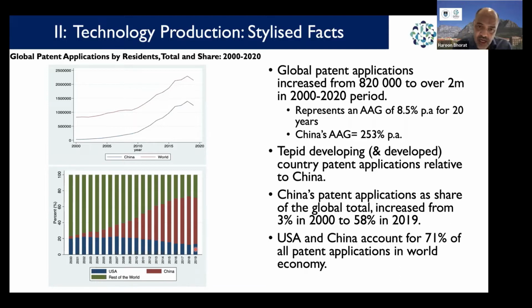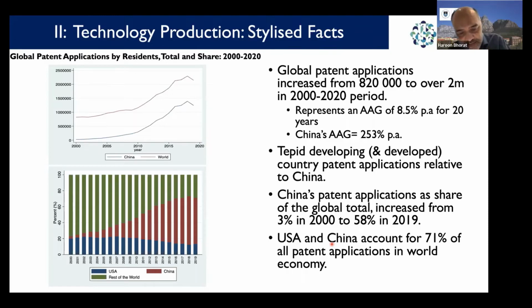In addition, now you begin to understand patent application inequality, or technology production inequality. If you're thinking about who's producing, who's at the frontier of technology, well, China, and then look at the last bullet point, and the US. Together, they account for 71% of all patent applications in the world economy. If we think there is a closing digital divide, if you focus purely on patent applications, you've got huge, huge challenges.